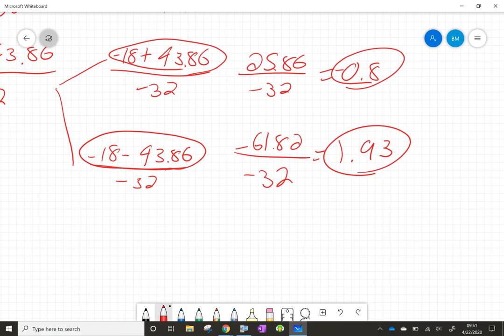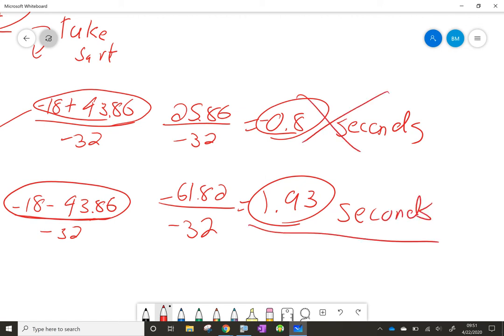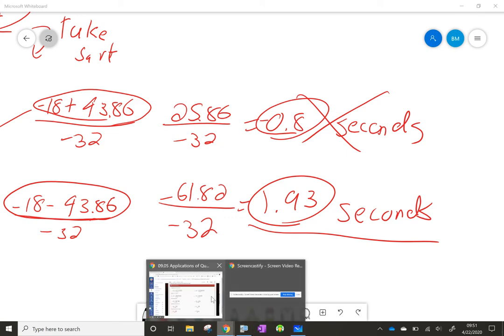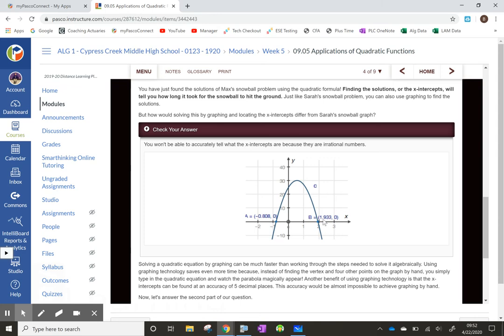So there we go. Since we're talking about when it hits the ground, does it hit the ground after negative 0.8 seconds, or after 1.93 seconds? Which one makes the most sense? Obviously, a negative time doesn't make sense, so we're going to stick with 1.93 seconds. And that's what they should end up having. Yep, 1.933. That makes the most sense.